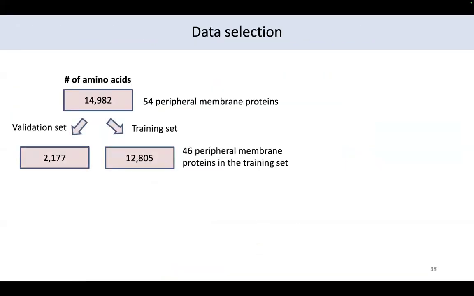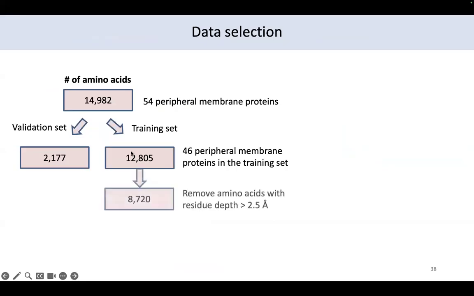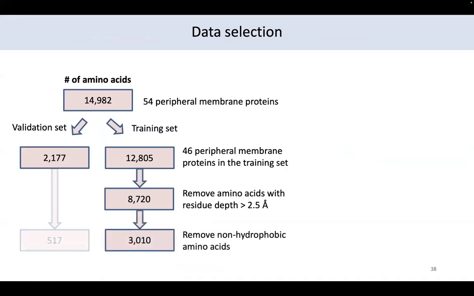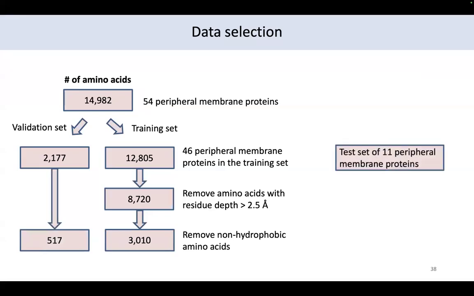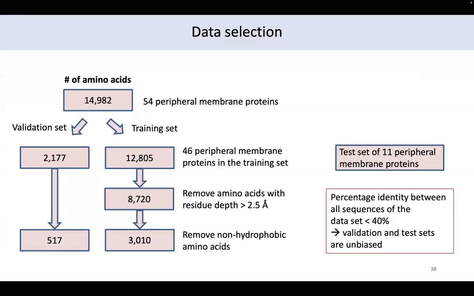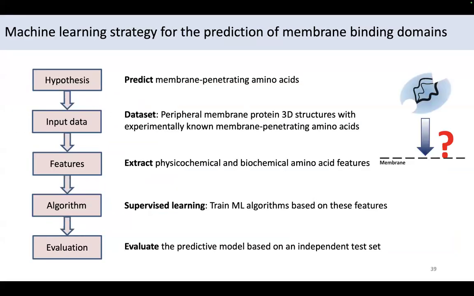For the data selection, as mentioned, we took these 54 peripheral membrane proteins, which we had to split into a validation and a training set. We removed amino acids that were inside the protein. Obviously, the amino acids in the interior of the protein will not contact the membrane. And we also removed non-hydrophobic amino acids. Then we also generated a test set of 11 peripheral membrane proteins that were not identical to the ones in the training set, so that the validation and test sets are unbiased.